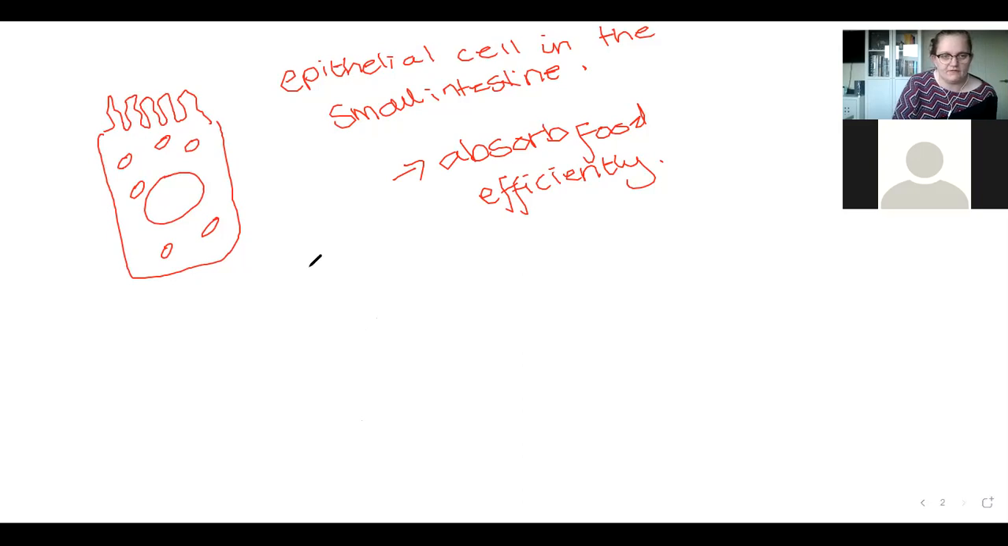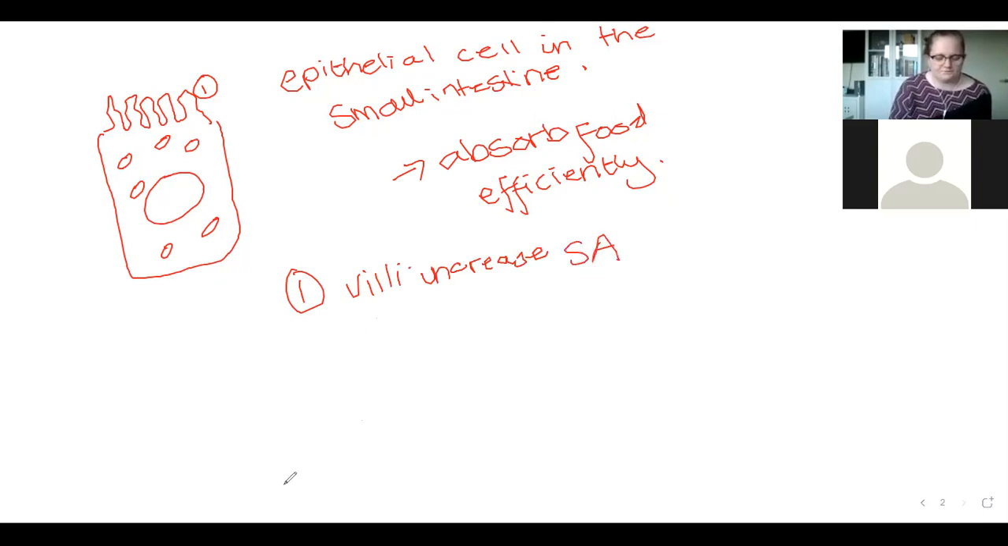So let's pop that there. So you can pop on the villi, increase surface area. Then we can go, okay, what else? So the epithelial cells on the surface of the villi have folds in the cell surface membrane, and they're called microvilli. So then we can mention our microvilli. Microvilli, again, increase our cell surface area even more.